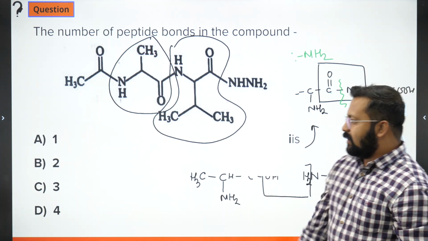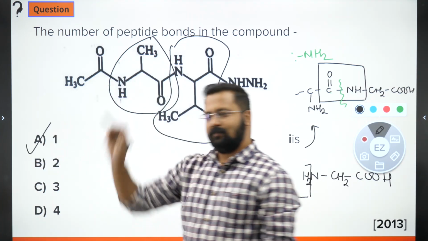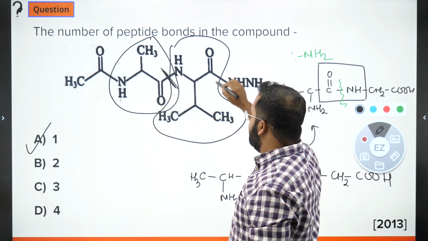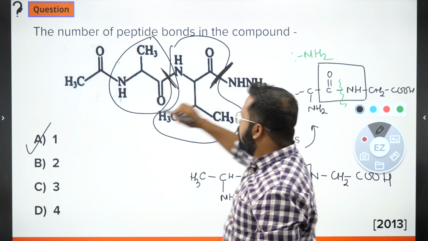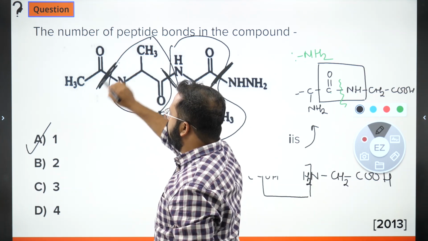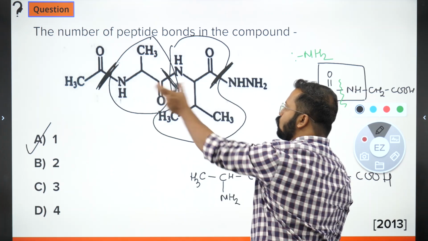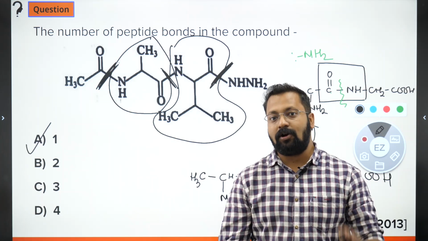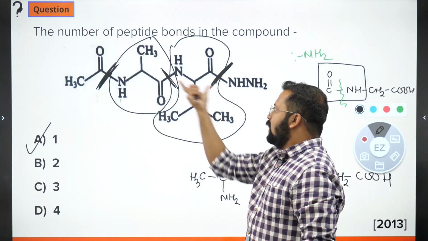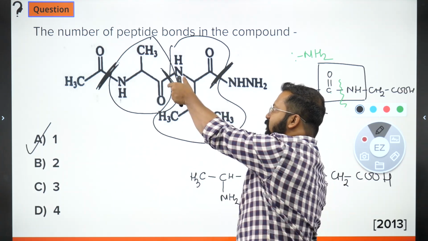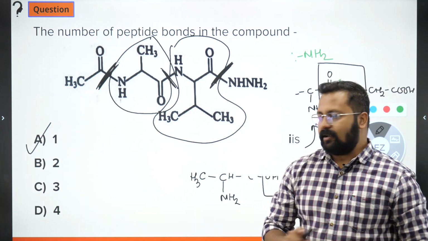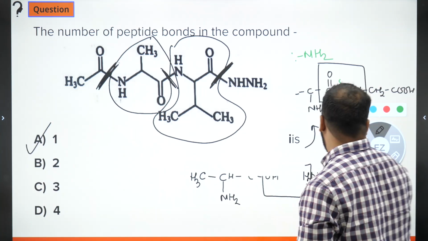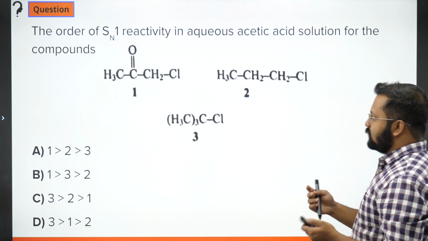So how many amide linkages do we have that give amino acids? Only 1. ठीक है. I am breaking this, and I would get hydrazine and acetic acid. Hydrazine and acetic acid are not amino acids. These 2 alpha amino acids have 1 linkage between them, and that's the reason the number of peptide bonds will be 1. Okay, चलिए, let's move on to the next question.